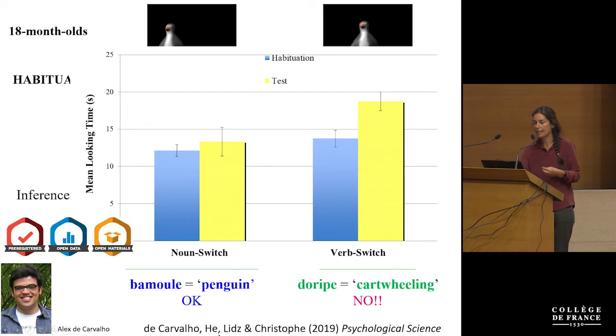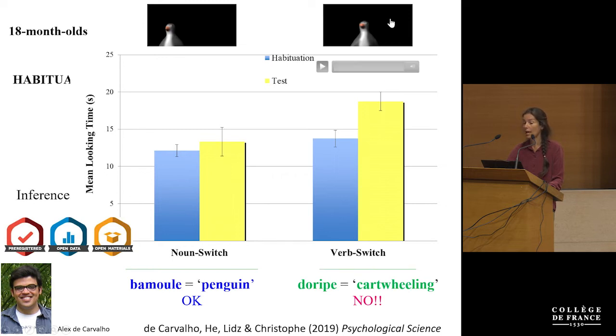And this is exactly what we find here. So in the noun switch condition, we present the average looking time, you see about 12 seconds, for the last 2 trials before the kids got habituated, and for the 2 test trials, and you see that it's about the same. And for the verb switch children who heard the novel verb with the different action, you see that there is an increase in looking time between the last 2 trials of habituation and the 2 test trials.